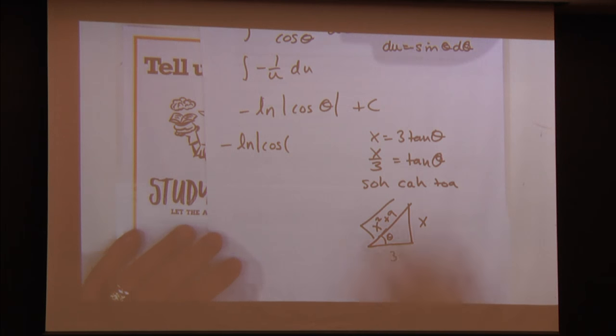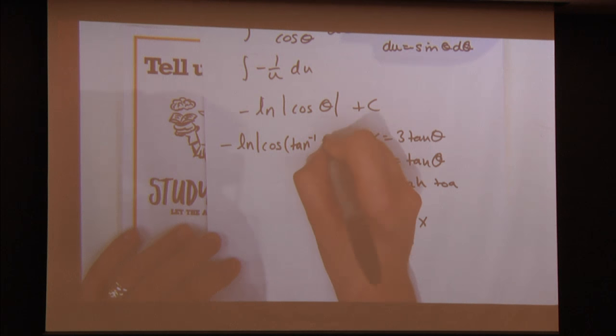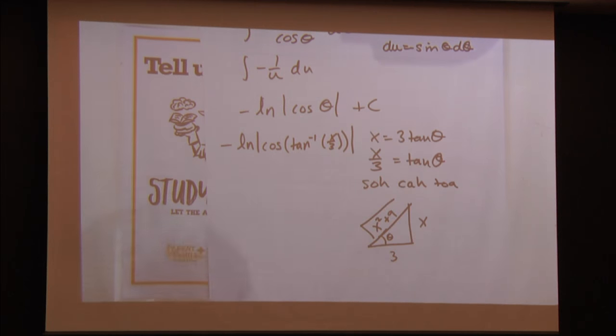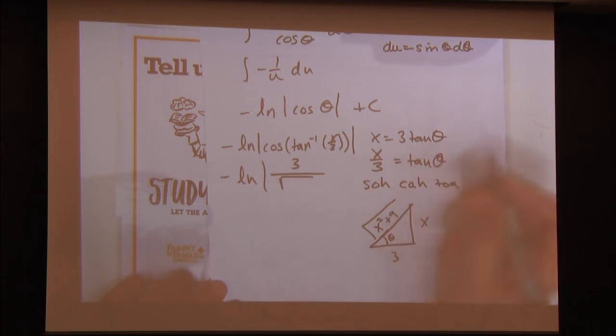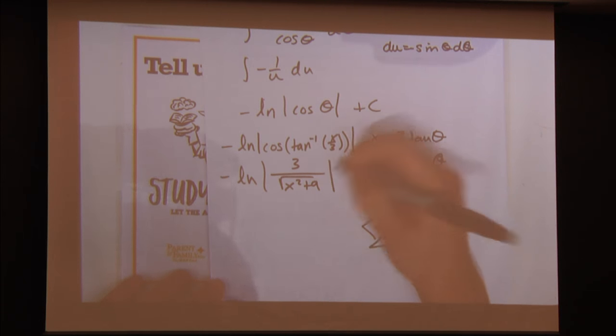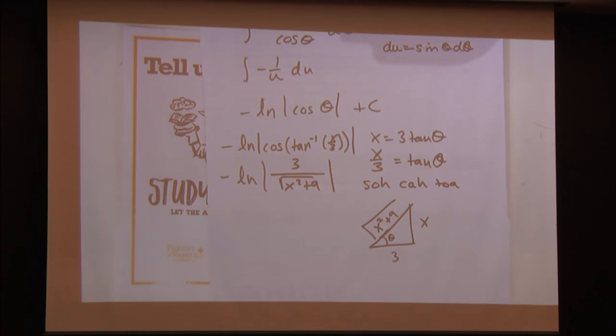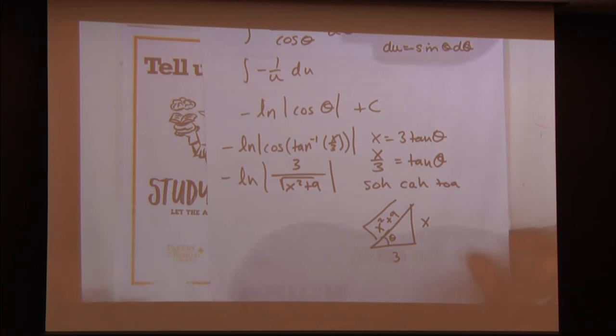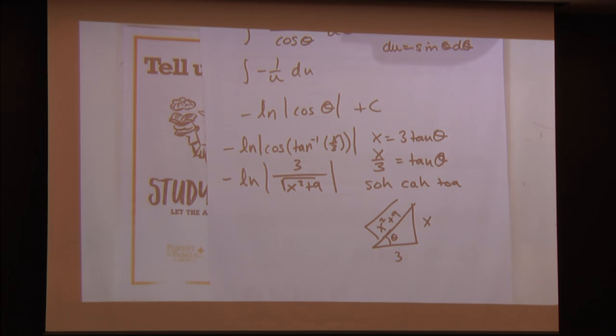cosine, tangent inverse, that is, right? So what's the cosine of this angle? Well, it's adjacent over hypotenuse. Negative ln, adjacent is 3 over the square root of x squared plus 9. And that's sufficient. Your answer will be slightly different if you push the negative inside, so it's ln of secant. Your answer will be flipped, and the negative will be gone. But that's okay. Any questions?